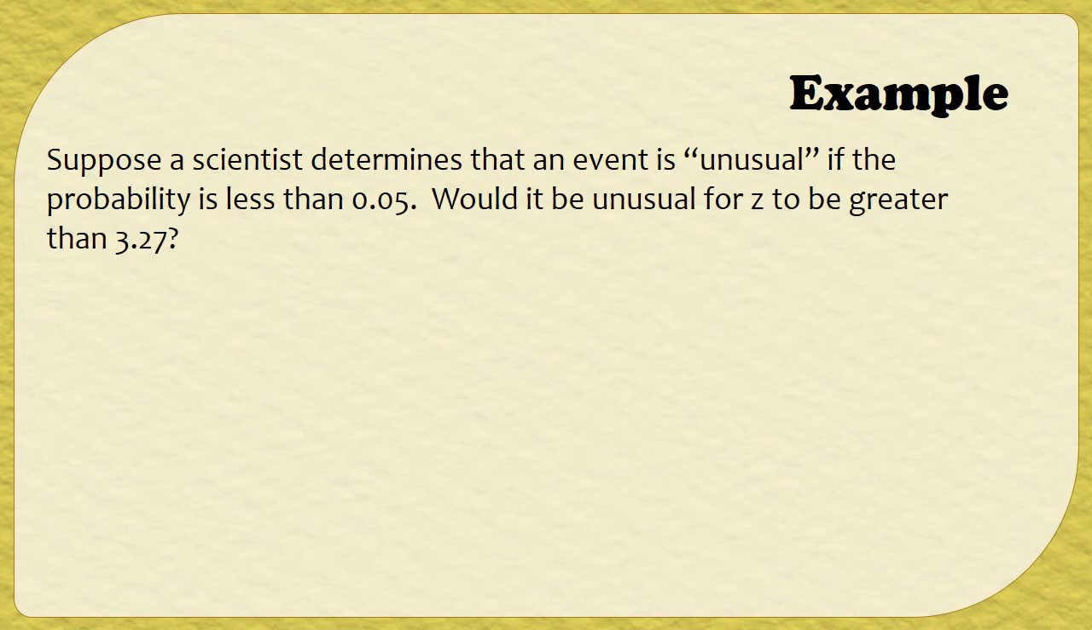Suppose a scientist determines that an event is unusual if the probability is less than 0.05. Would it be unusual for z to be greater than 3.27? So for this example, unusual means weird, right? A scientist says that it's going to be weird, it's going to be odd, if something has less than a 5% chance of happening. So we need to investigate, is there a less than 5% chance for a z-score to be more than 3.27? So let's work it out.